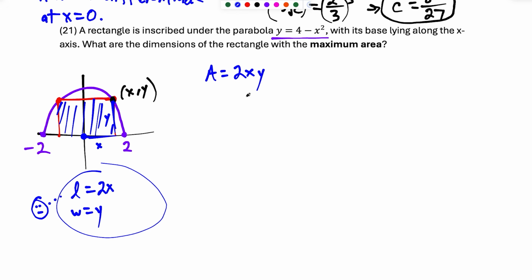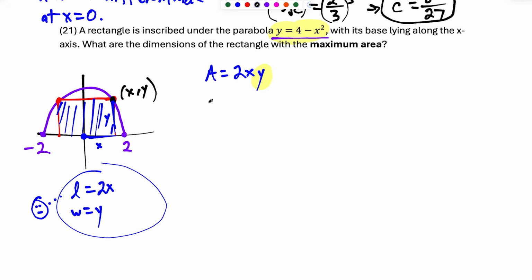So now this is an equation with two variables on the right side. We want to turn this into a function of one variable. So this is where we're going to make the substitution. We're going to replace y with 4 minus x squared, because no matter where we are with our inscribed rectangle, the y value is going to be determined by the location of x, and we're going to be on the parabola, so we can make the substitution and say y equals 4 minus x squared.